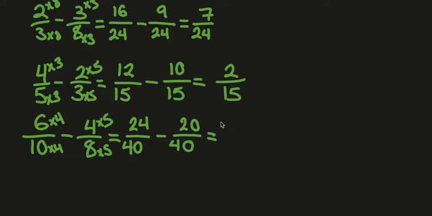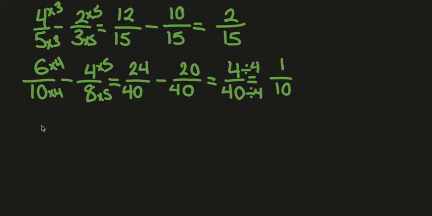And from here, we're going to subtract the numerators. 24 minus 20 is 4 over 40, the denominator stays the same. We can simplify this fraction by dividing the top and the bottom by 4. On top, 4 divided by 4 is 1. And on the bottom, 40 divided by 4 is 10. And we get that 6 over 10 minus 4 over 8 equals 1 over 10.